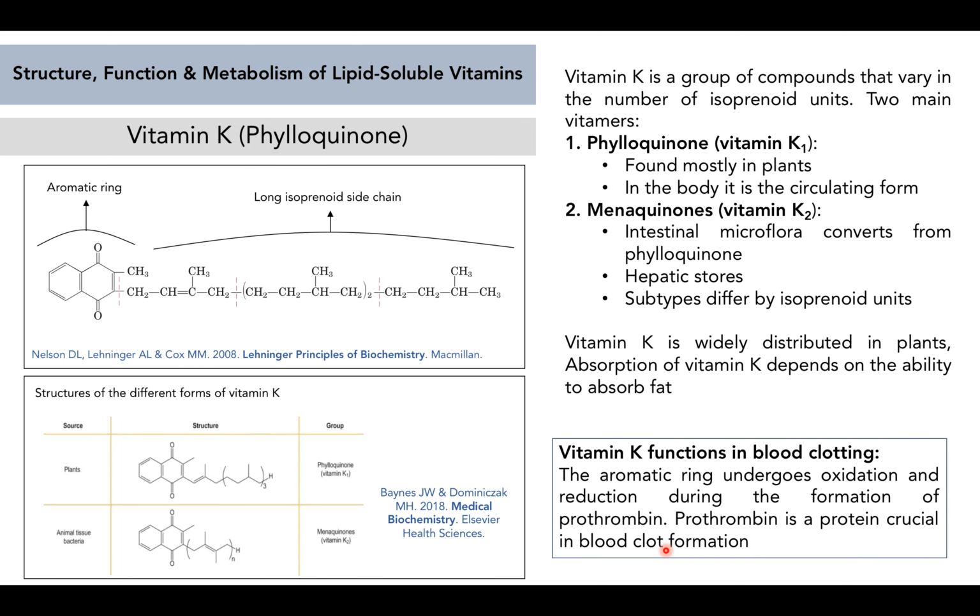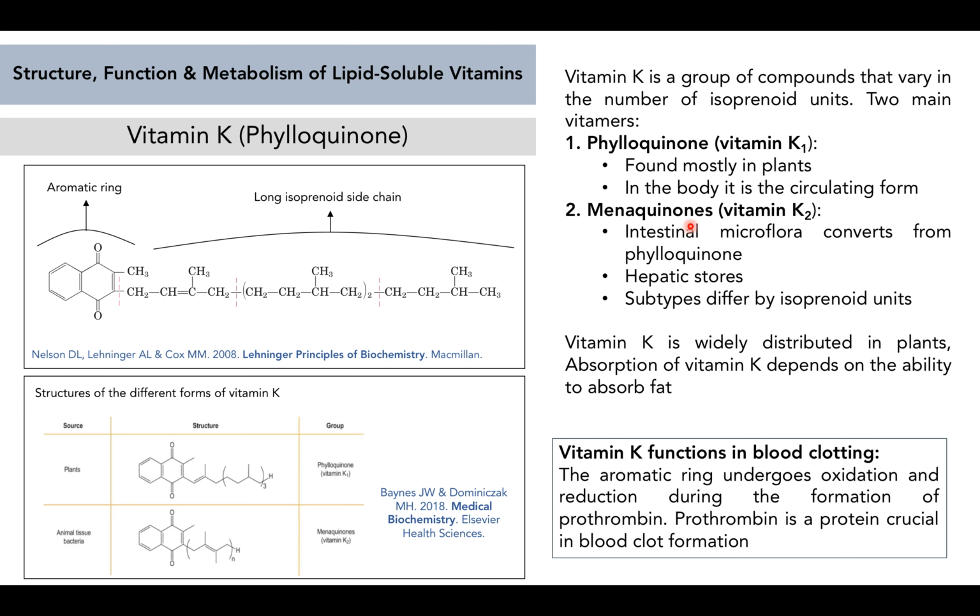Next up is vitamin K, or phylloquinone. Phylloquinone, or vitamin K, is a group of compounds that vary in the number of their isoprenoid units. Now there are two main forms of vitamin K: phylloquinone and menaquinones. Phylloquinones are mostly found in plants, while menaquinones are found in animal tissue. We can obtain our vitamin K1 from eating certain green leafy vegetables, and in the body this is the circulating form of vitamin K, vitamin K1.